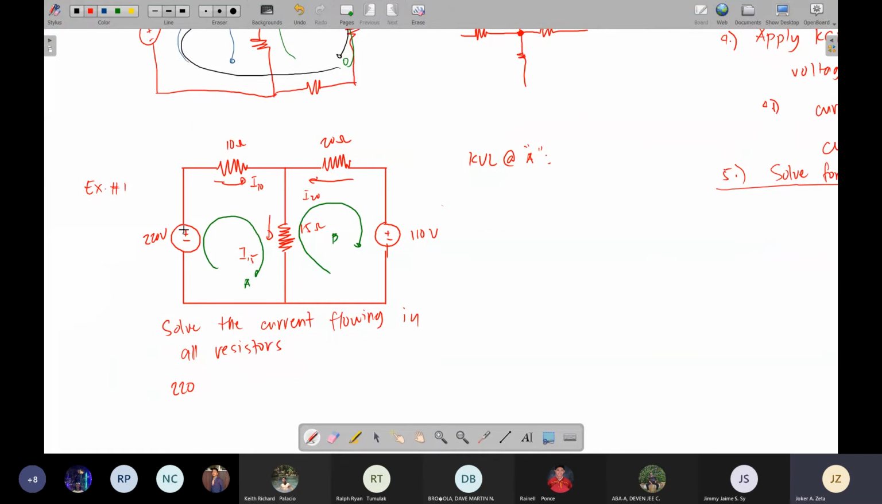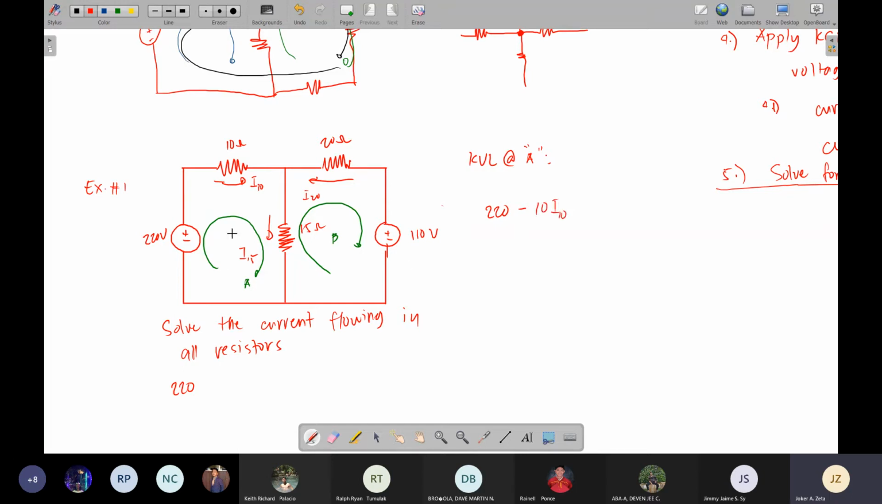So let's start with the voltage source. You will have 220. Again, entering the negative side, exiting the positive side. And then for the voltages in every resistor, take note of the current. Again, same direction of the loop and the current, then that voltage will be negative. So negative, you have I times R, 10 ohms and I10. So let's say 10 I10.